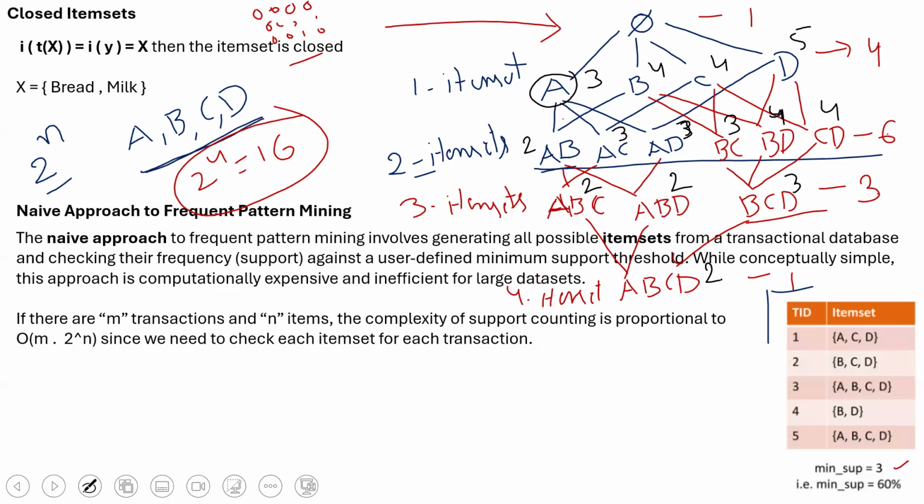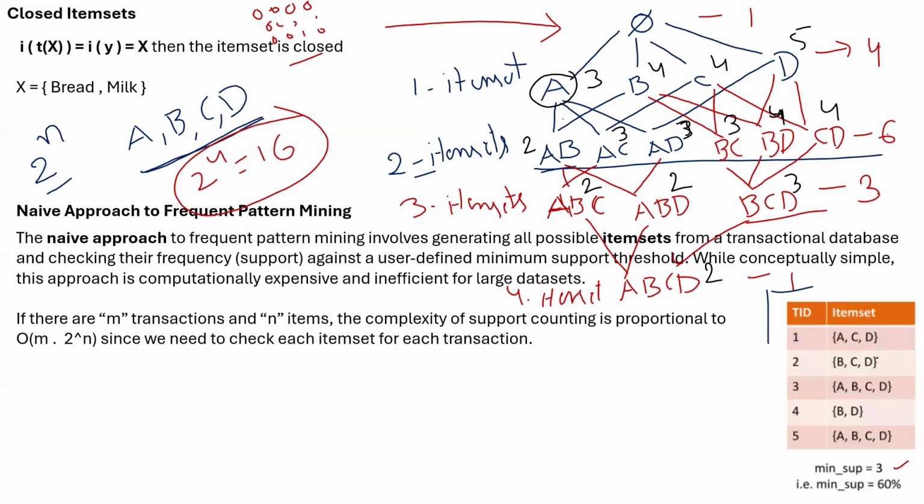What is the second step that we have done? The second step is that we calculated the support of each of the item sets. To calculate the support, we took the item set and went through every transaction in the database, checked whether it is present there or not, and summed it up.